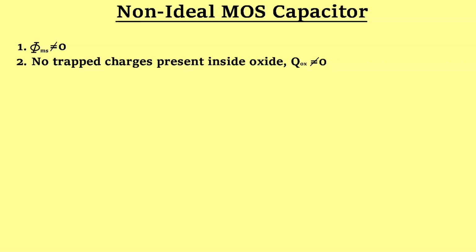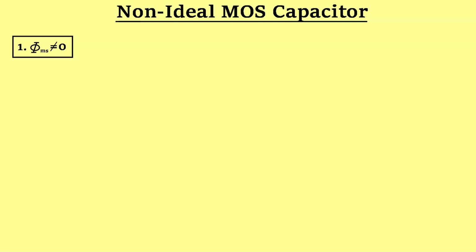We will now see what happens when the MOS capacitor is not ideal. It will be much easier to understand in terms of flat band voltage. We know the flat band voltage is 0 for an ideal MOS capacitor. Let's assume the conditions one by one. First, we consider the case when the metal semiconductor work function difference is not equal to 0.